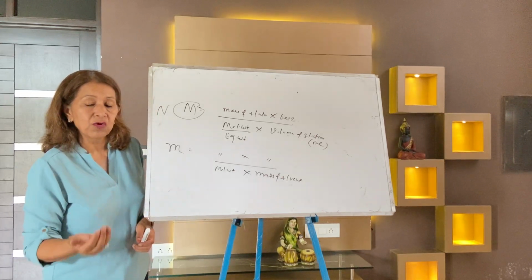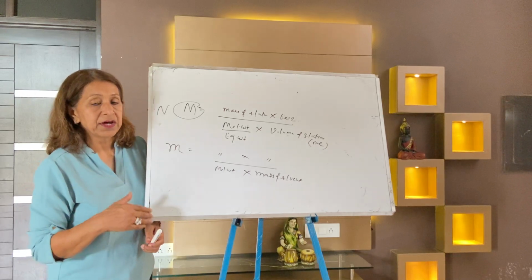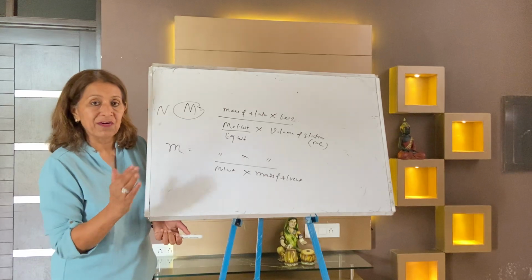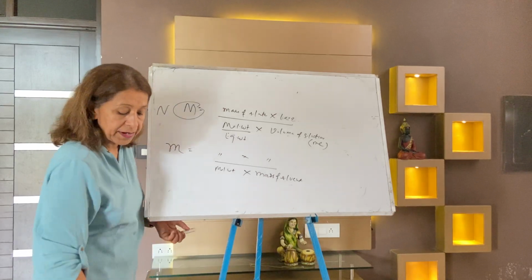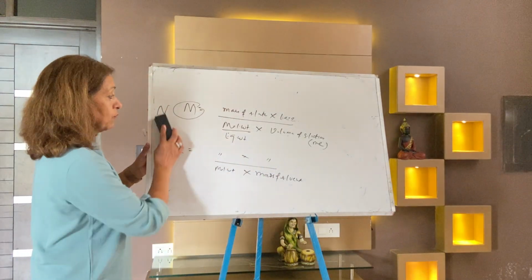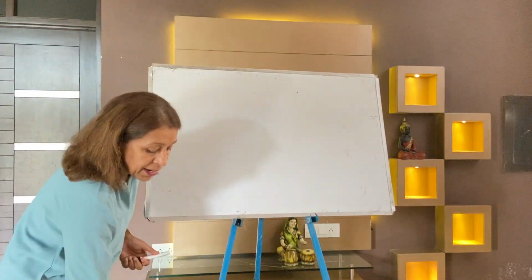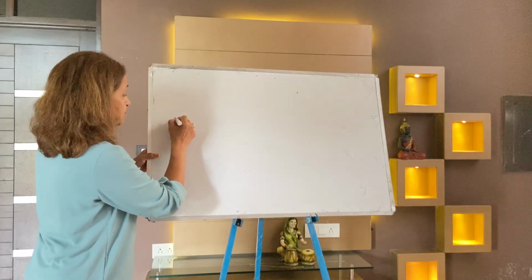One is direct calculation of molarity. Second is direct calculation of molarity and molality when both are given, vice versa. Third, write down one more formula, the fourth formula. Fourth is molality is equal to 1000.